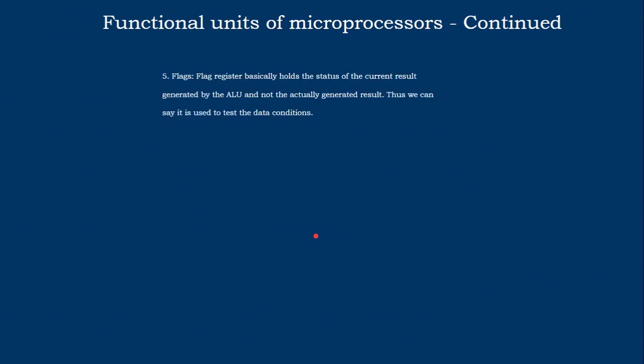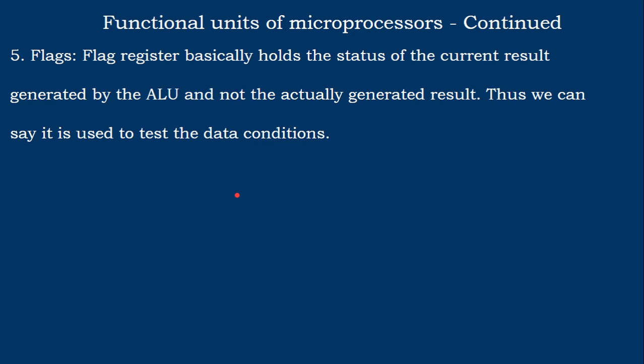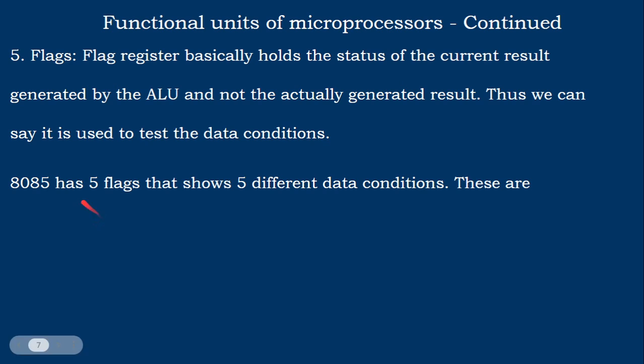And then we will see about the flags. Flags are basically the status of the current result generated by the ALU, and not the result itself. That means the presence of the flag means it is a 1 and the absence means 0. For example, a carry comes after addition, so the carry flag is on. Likewise, a flag indicates some signal. That is the concept of flag. We have different flags in the system.